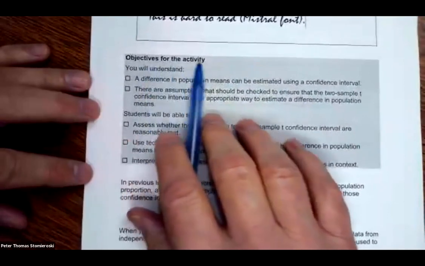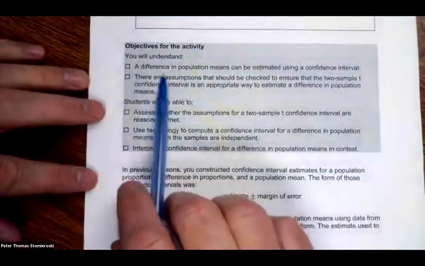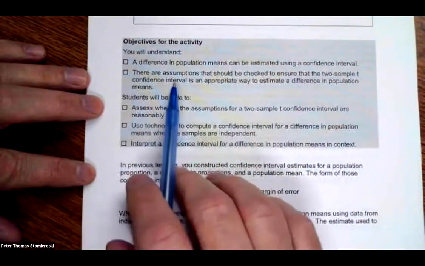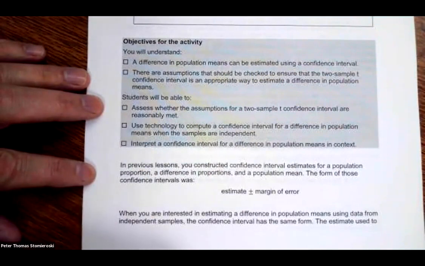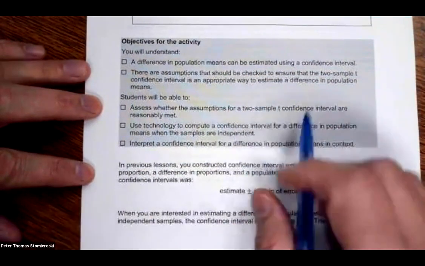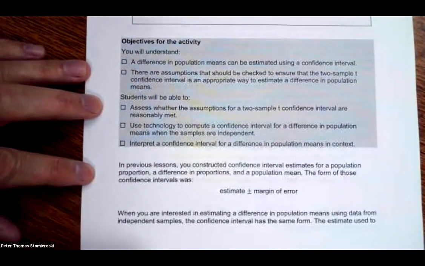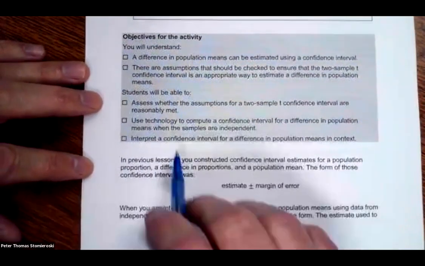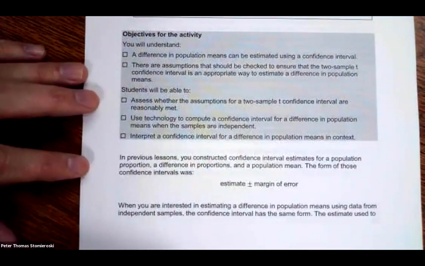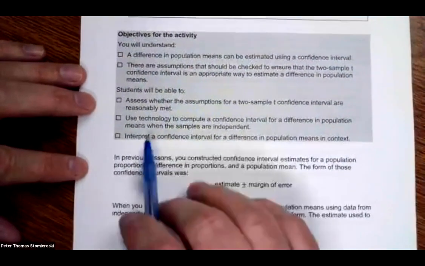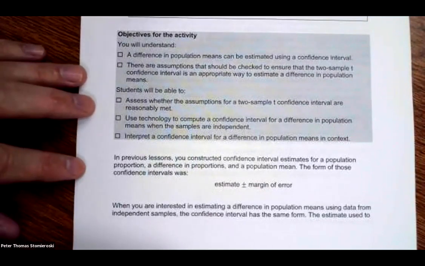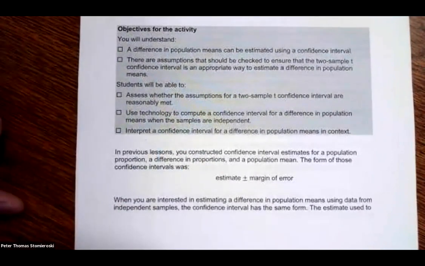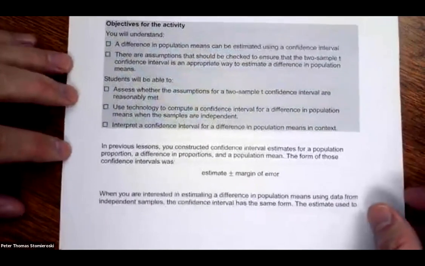Okay, the objectives for this activity are: you'll understand a difference in population means can be estimated using a confidence interval. There are assumptions, just like in lesson 12C for a single population, that should be checked to ensure that the 2-sample T confidence interval is an appropriate way to estimate a difference in population means. Students will be able to assess whether the assumptions for a 2-sample T confidence interval are reasonably met, then use technology to compute the confidence interval for a difference in population means when the samples are independent, and interpret a confidence interval for a difference in population means in context.